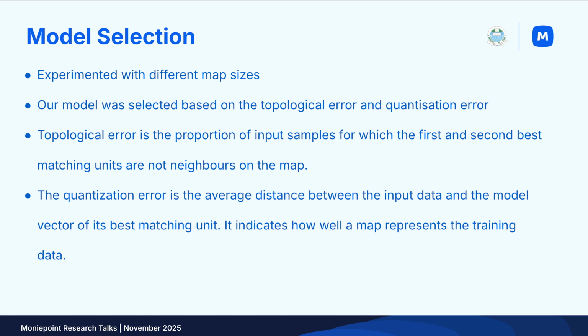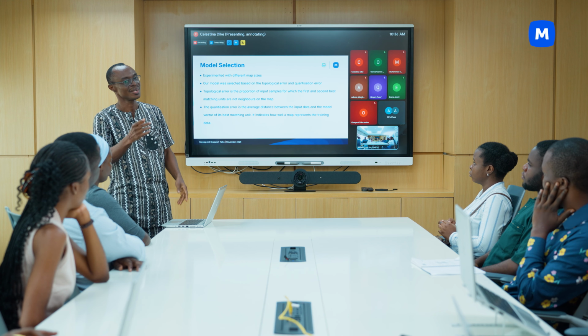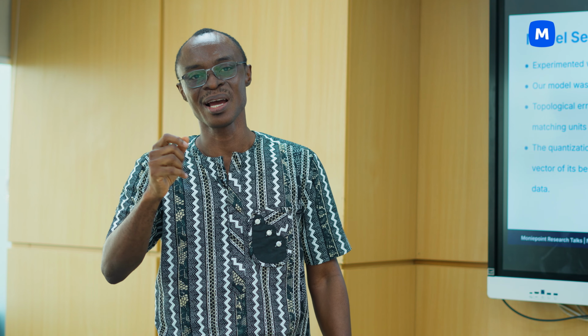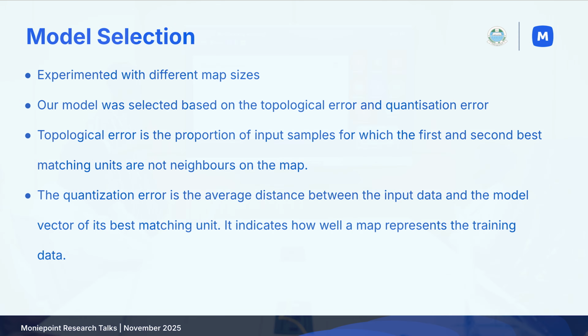The topological error is actually the proportion of input samples for which the first and second best matching units are not neighbors on the map. So it tells you that, look, you have looked at this data, you have mapped it onto this SOM, but when we check, if you have a high topological error, it means that these items that you have mapped on this map are not as similar to the source data. You understand? That's basically what it is. And then quantization error is the average distance between the input data and the model vector of its best matching units. So this indicates how well a map represents your training data.